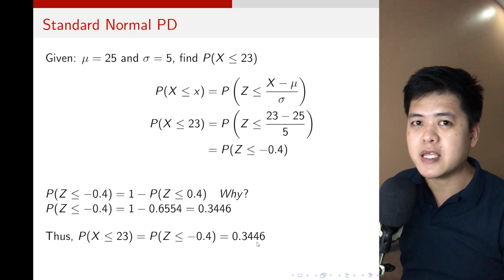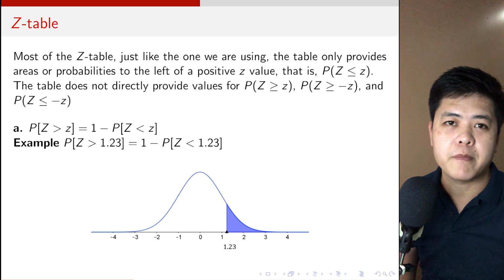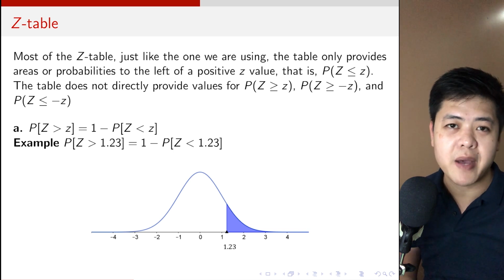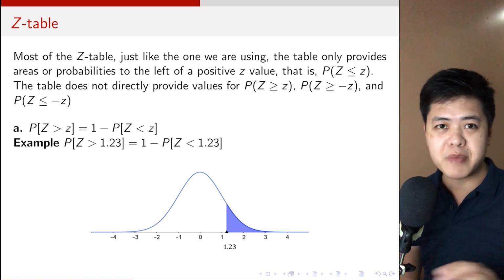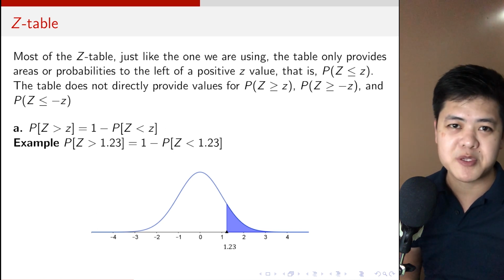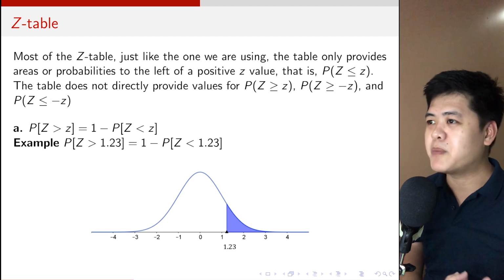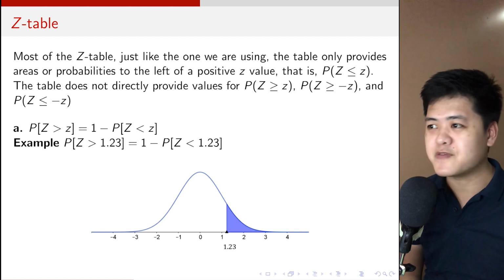Pero, paano kung hindi available? Well, paano kunyari, ang na-provide lang sa atin na table ay yung to the left of a positive z. So, mahalaga rin na alam natin kung paano siya gamitin ng tama. Pero kung available yung may to the left of negative z, gamitin nyo na lang. Mas madaling gamitin yan. So, ito, paano kung to the left of a positive z lang yung given?